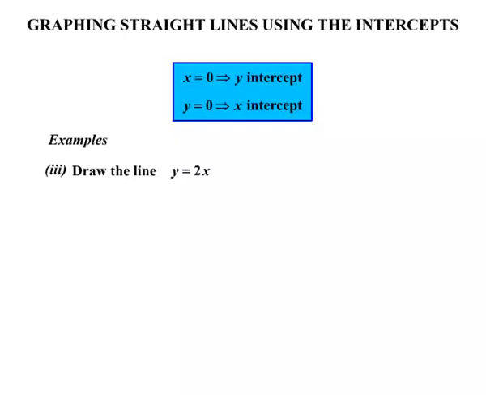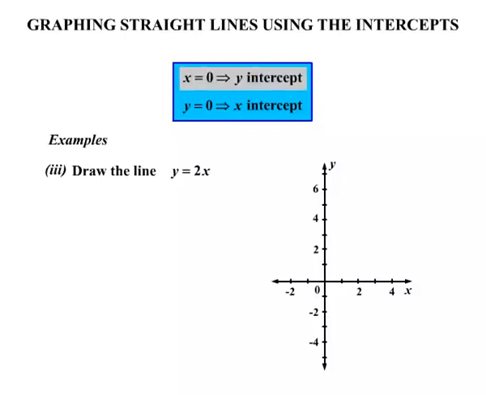Here's our third example. Draw the line y equals 2x. So again, start by drawing up a number plane. x equals 0 gives us our y-intercept. So when x is 0, we substitute that in. We get y equals 2 times 0, and that's not too hard to work out. We get y equals 0. So we have x is 0, y is 0. Coordinates (0, 0), so there's our point there. Can you recall what that point is called? It's called the origin.